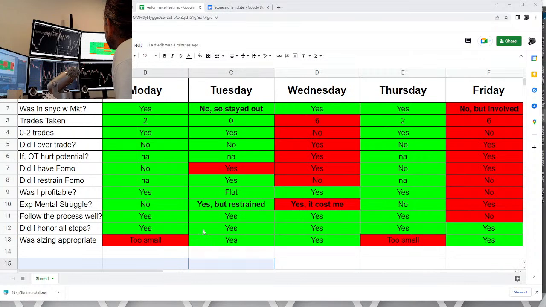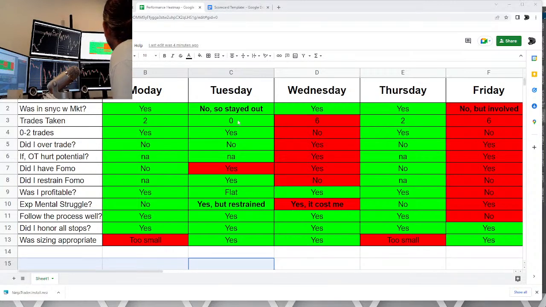Yes. Was sizing appropriate? Let's look at Monday. So Monday, I felt pretty in sync with the market. I'd give it like an 8 out of 10 points. Was sizing appropriate? Truthfully, Monday I was probably in a little bit too small. So let's look at a few other columns here and then we'll scroll down and I'll kind of wrap it up.